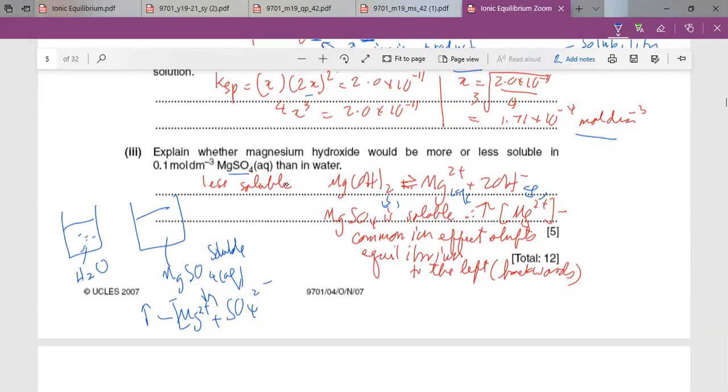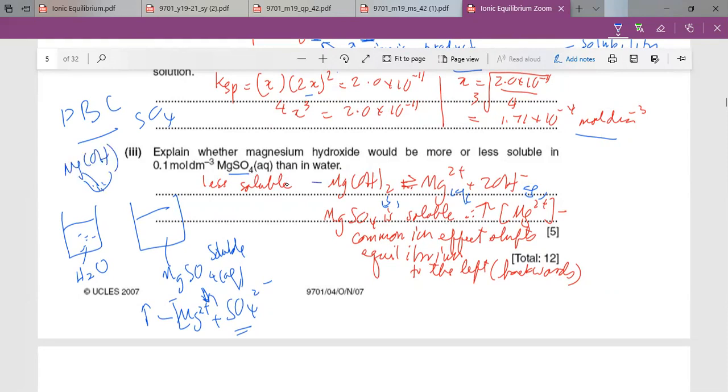Why? Remember the rule: lead, barium, calcium sulfates are insoluble. All these are insoluble. The rest of them are soluble. So MgSO4 is soluble. Of course, it will dissolve to give you Mg2+ and SO4 2-. So you put magnesium sulfate, magnesium hydroxide here.